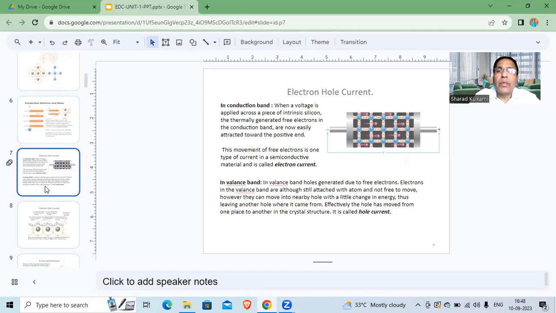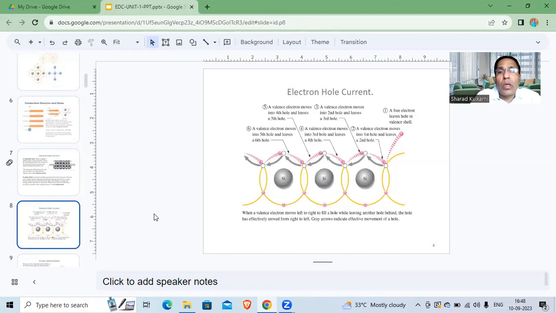This diagram shows the movement of electron and hole. Hole movement is opposite to that of the electron, and the flow of current opposed to the electron current is called the conventional current. That is shown in the diagram. And here you can see, if the electron is moving from left to right, it seems that the hole is moving from right to left.